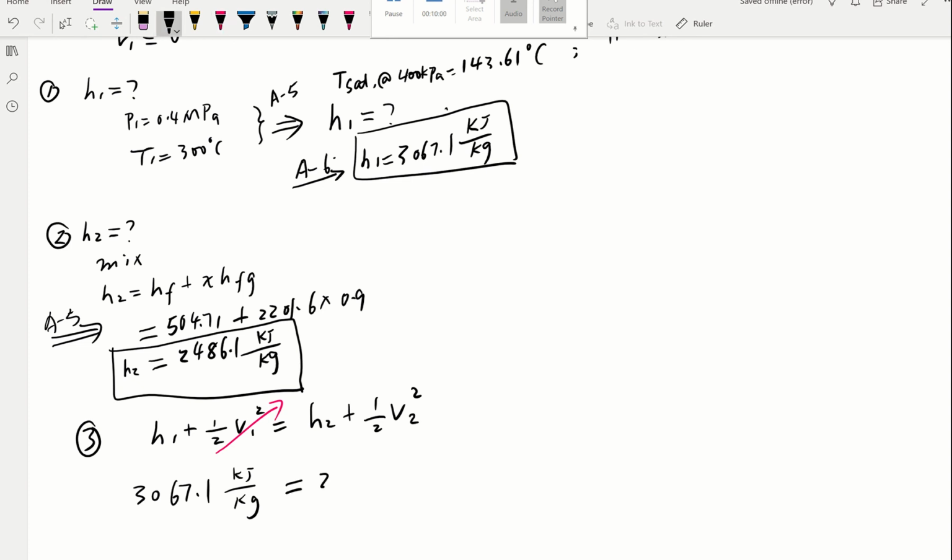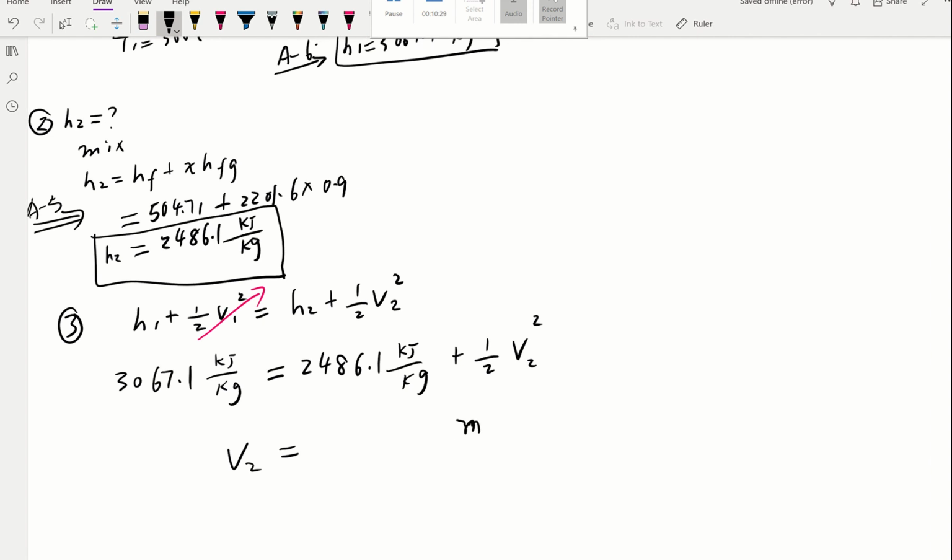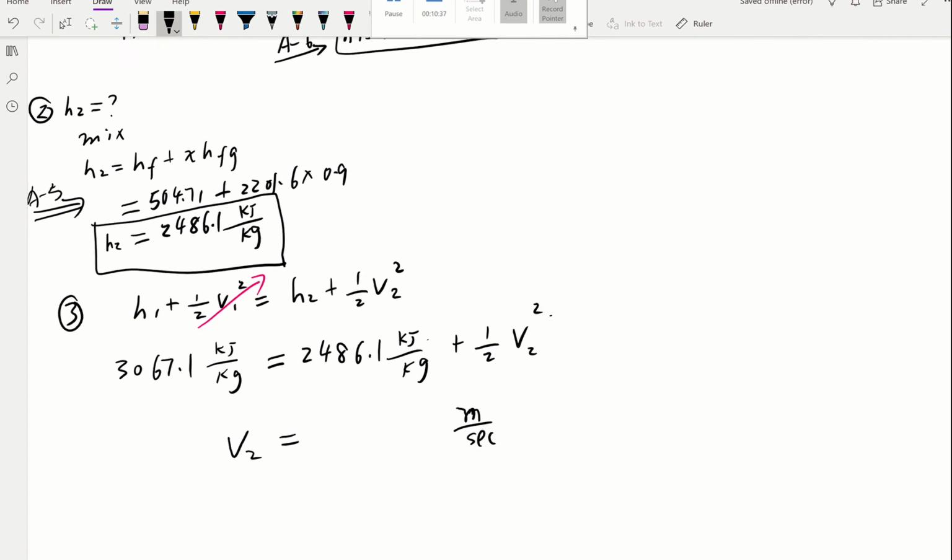Then H2 is 2486.1 kilojoule per kilogram. Then we plus half V2 squared. Then we can find our velocity, right? V2. But before we go ahead and put it into a calculator, I want you to pause for a second. Think about the unit. Velocity is meter per second. So is meter per second squared going to give us kilojoule per kilogram? That's something you want to investigate.